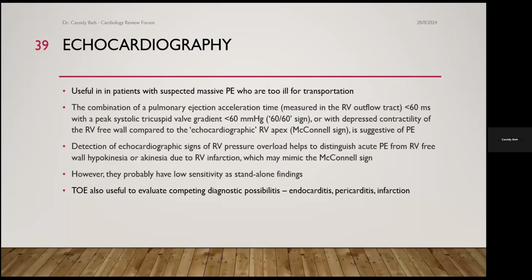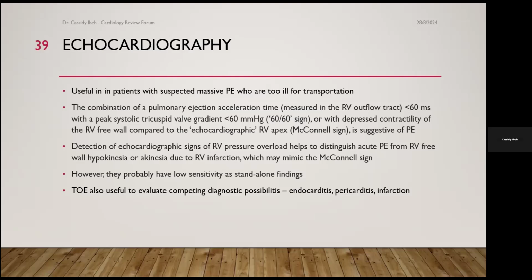Now, detection of echocardiographic signs of right ventricular pressure overload may help to distinguish acute PE from right ventricular free wall hyperkinesis, which actually may be the McConnell sign. However, some of these signs probably have low sensitivity as a standalone finding. So it's important to also look at the other clinical variables that may help you to tie down or diagnose this patient as PE.